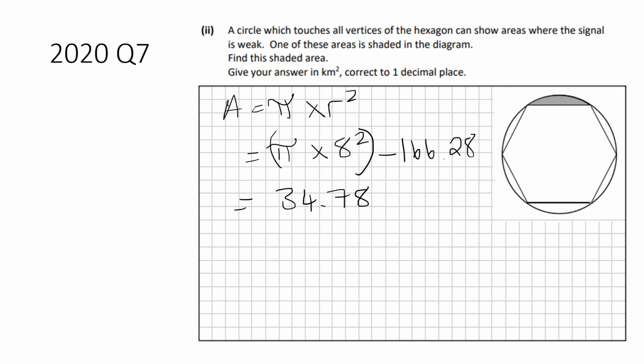And then if you just divide that by 6, that gives you the area of one of those shaded parts. So 5.7969, and then rounded to one decimal place, that's 5.8 kilometers squared.